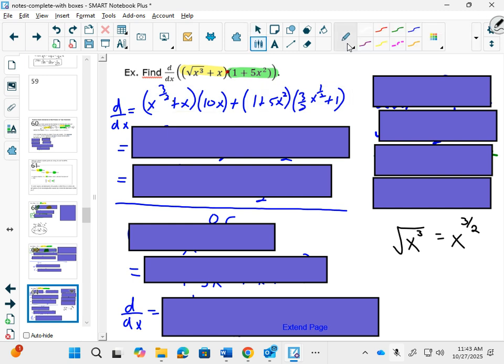We keep, highlighter out again, we keep the first one the same. So I've already changed that cube root of x to x to the 3 halves there. Derivative of the green one is going to be 0 plus 10x. So I just wrote 10x. Then I kept my second one the same. How do I do the derivative of x to the 3 halves? Well, the 3 halves would come out in front, subtract 1 from the exponent. And the derivative of x is just 1.